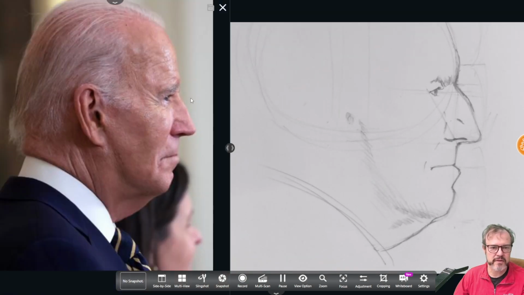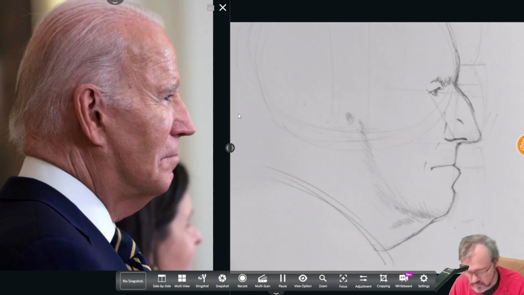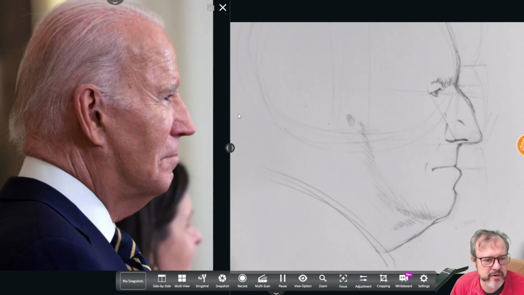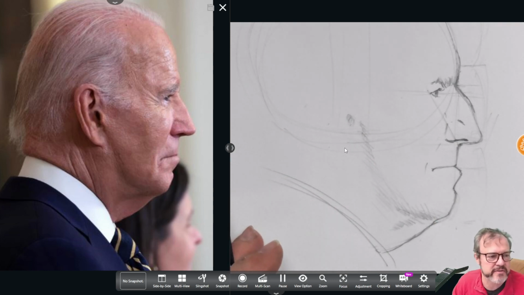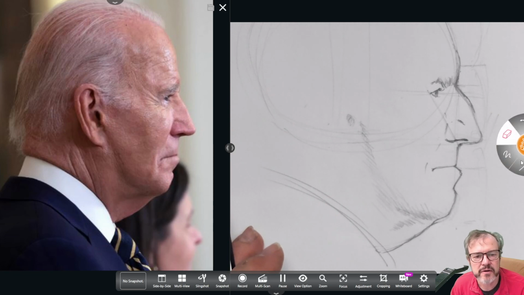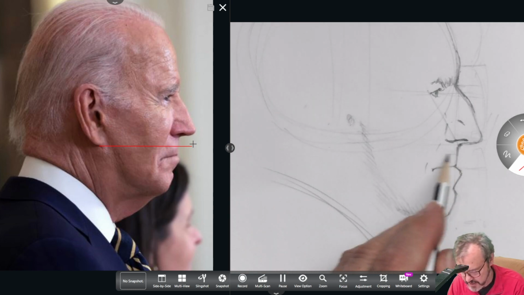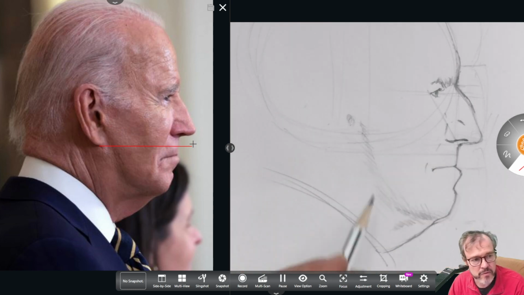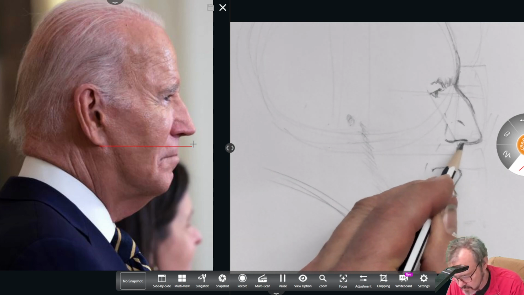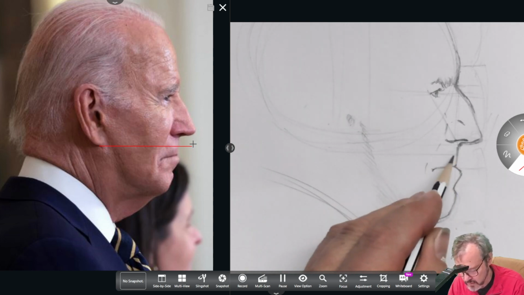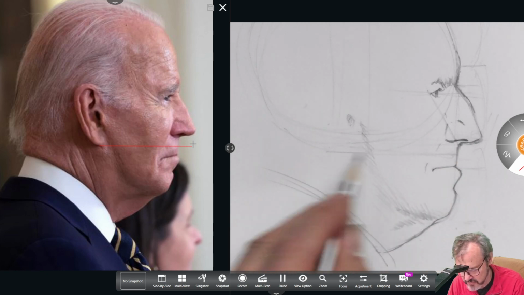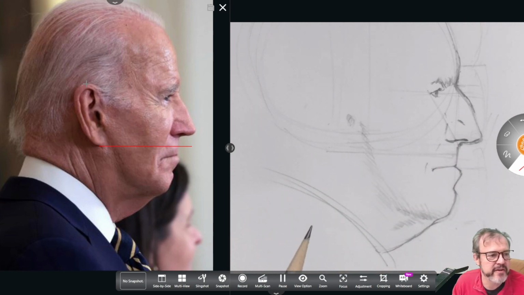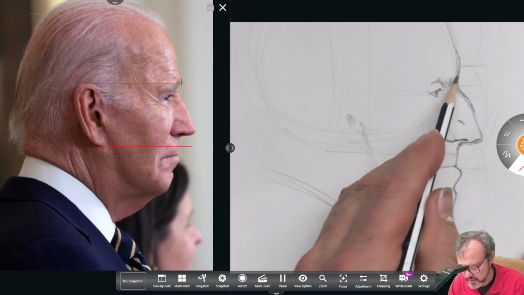Okay, let's back up a little, see how we're doing. Okay, this is going to be really good ear practice, again, because his ear is so big. Look at where the bottom of his ear lands. The bottom of his ear lands at the bottom of his philtrum. The middle of his philtrum. The top of his ear lands above his eyebrow.